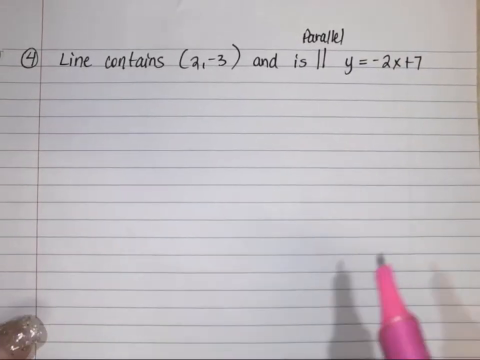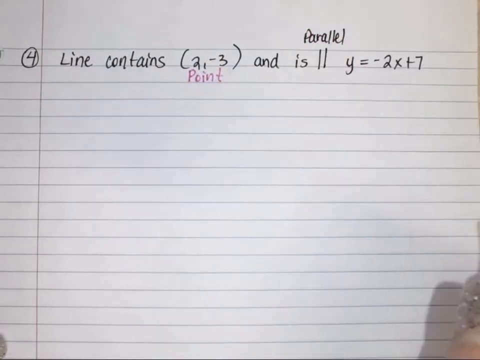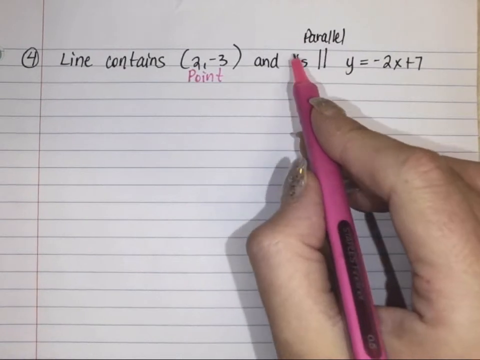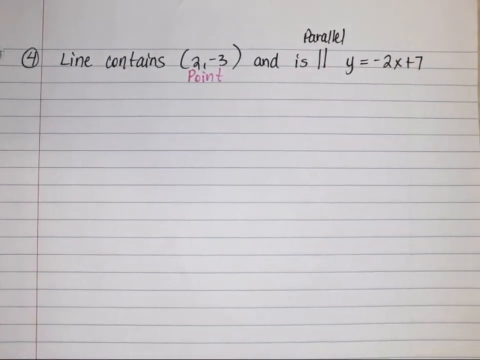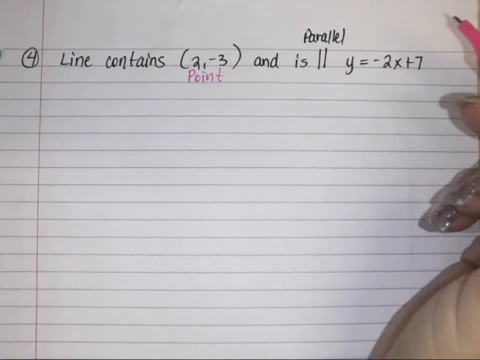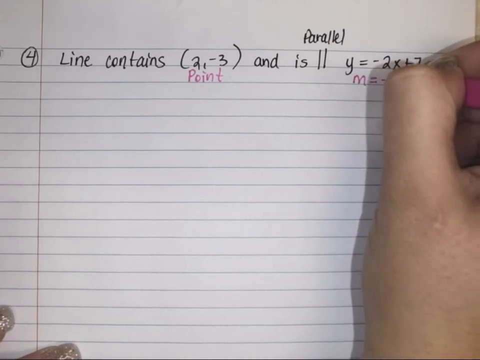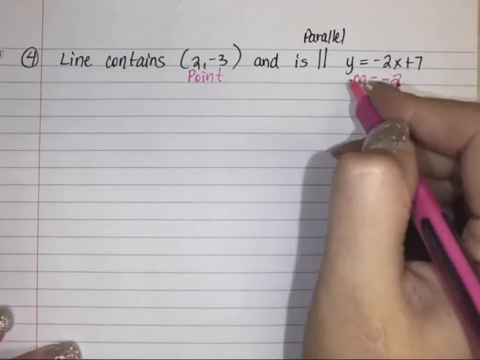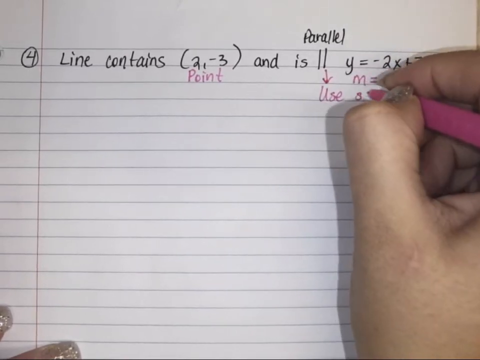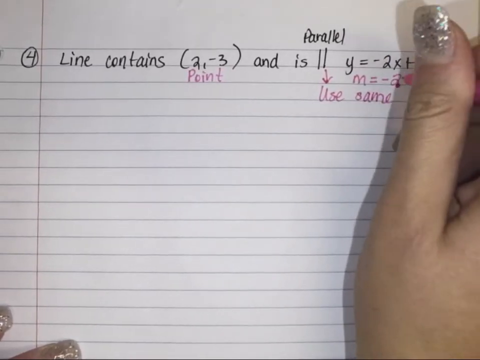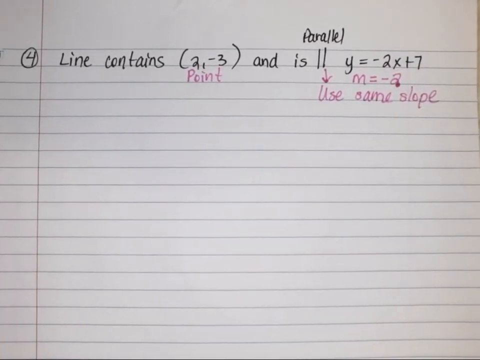You need a point and a slope. You have your point, and you use the line it's parallel to obtain your slope that you need to use. Recall that parallel slopes are the same. Your slope that you were given here is -2. Since it's parallel, you're going to use the same slope, but be careful, if it was perpendicular, you would need to flip and change sign. So use the same slope.